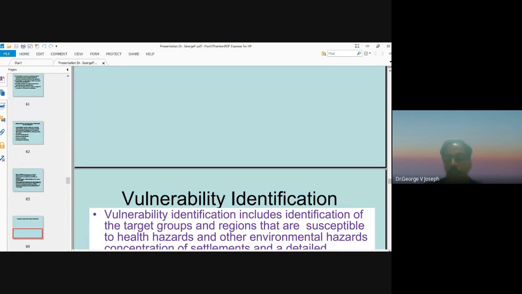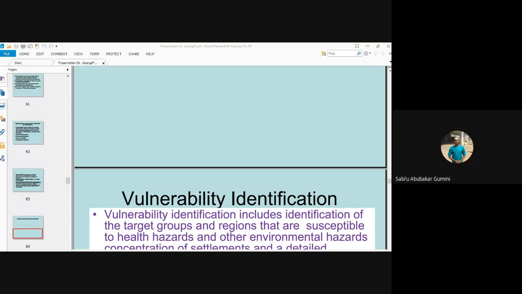Now, how do we identify vulnerabilities? Any of you would like to share how you identify vulnerabilities? Any experience? Any one of you? How do you identify vulnerabilities in your system?